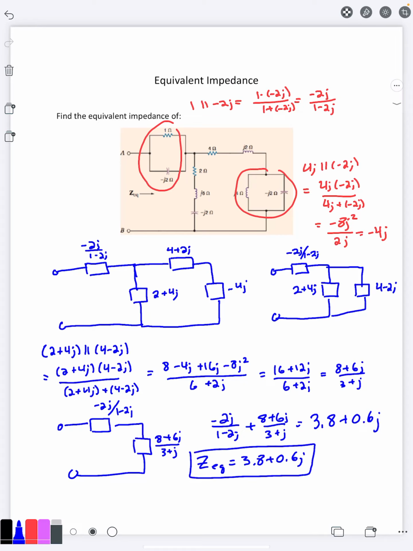And if we would rather have it in terms of polar, we can also do that. Calculators do that really quickly for us. And we get 3.84 angle 8.97, so we'll maybe put 9.0.